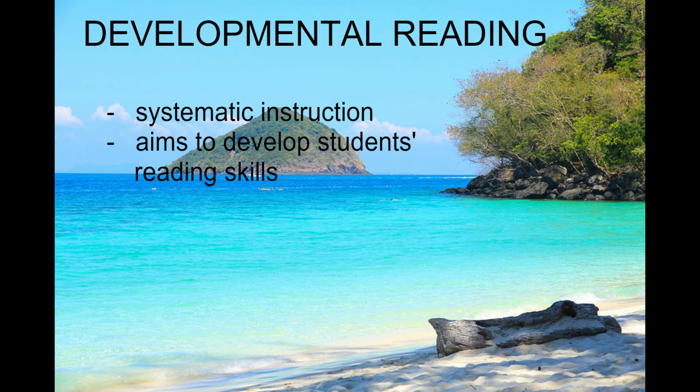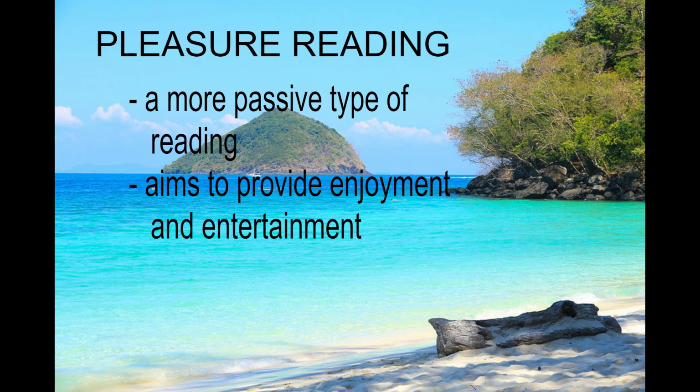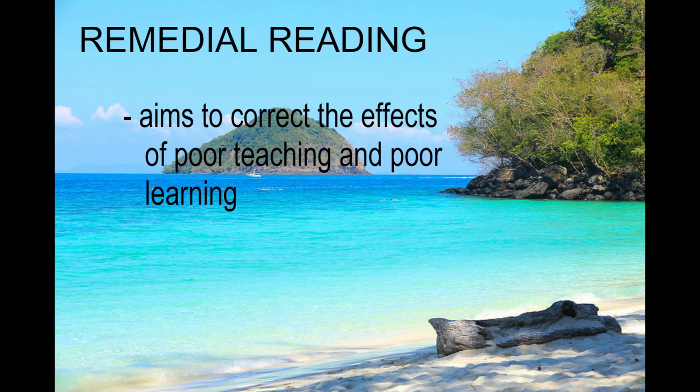Developmental reading is a systematic instruction which aims to develop the student's reading skills. The second one, pleasure reading, is a more passive type of reading that primarily aims to provide enjoyment and entertainment, while functional reading is designed to help students learn basic functional reading ability. And the last, remedial reading, aims to correct the effects of poor teaching and poor learning.